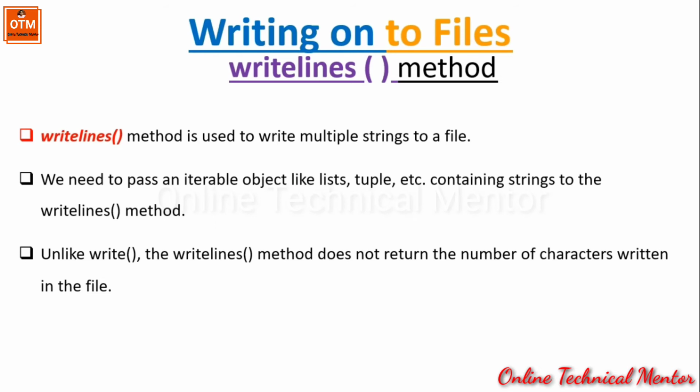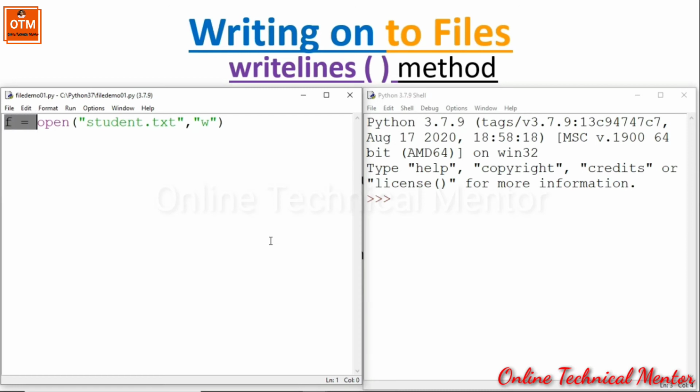And before writing data into the file by using the writelines method, we have to store the multiple strings within some list or tuple. Then this list or tuple will be passed as a writelines argument. Let me show you an example. First of all, we have to open a file using write mode. We are using the same text file student.txt and it is opening in write mode.